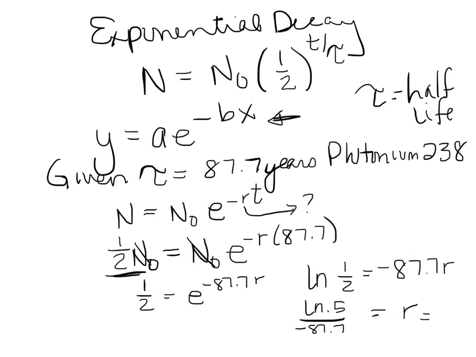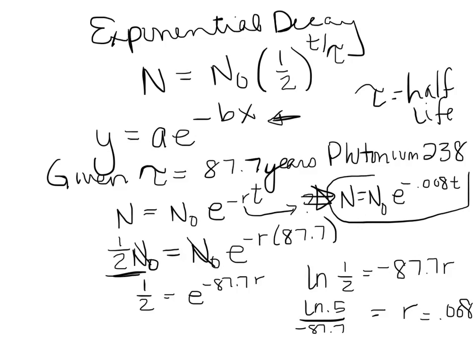I'm getting 0.008. So what I can do is rewrite this as N equals N naught e to the minus 0.008t. So there's now a new model for the exponential decay of plutonium, and I've really just had to convert this using the half-life.